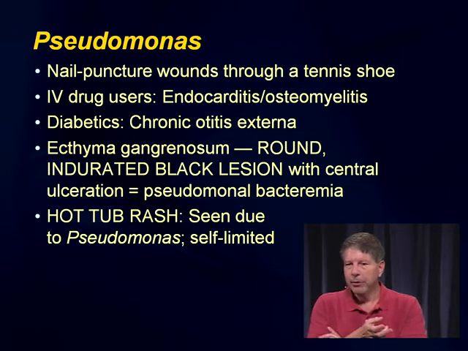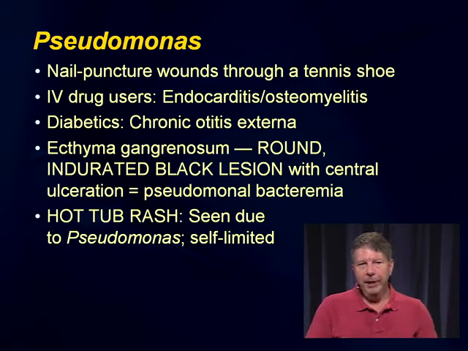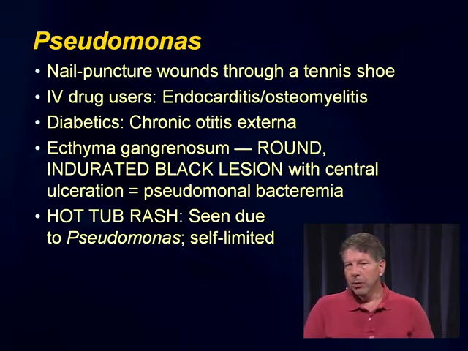Okay, Pseudomonas. If they give you an IV drug using adolescent, you worry about Pseudomonas as a cause of endocarditis or osteomyelitis. If they give you a kid with poorly controlled diabetes, particularly a type 2 kid, so there's this obese adolescent kid who's got really badly controlled diabetes, and he comes in with this chronic draining ear, that's due to Pseudomonas. Okay, so they may show you a draining ear in a diabetic, it's Pseudomonas.